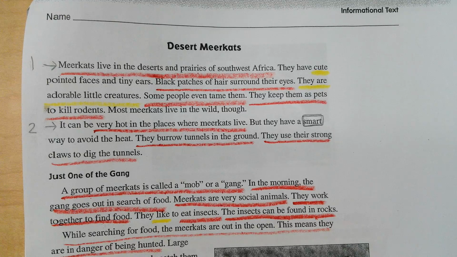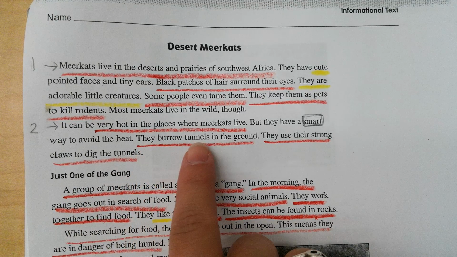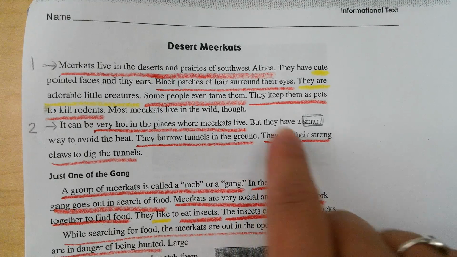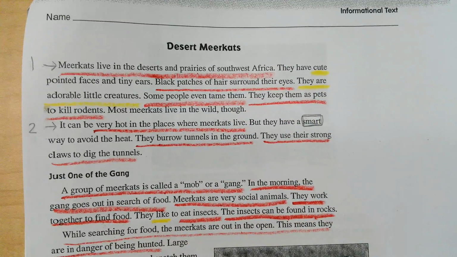I also know that in a persuasive article, the author supports his or her opinion with facts and examples. So in the second paragraph, the author explains the meerkats escape the heat by digging tunnels in the ground. So they burrow tunnels in the ground. They use their strong claws to dig the tunnels. So later on, the author points out that the tunnels help keep the meerkats safe from predators.